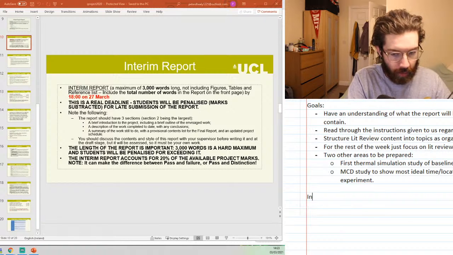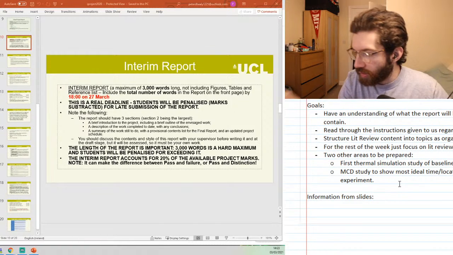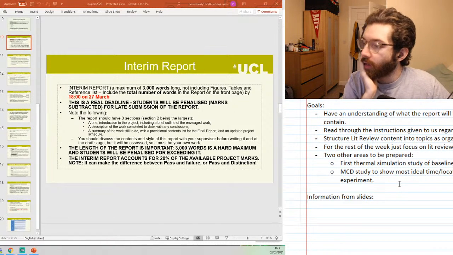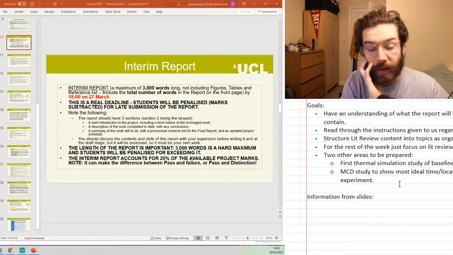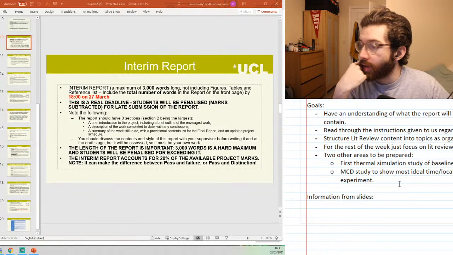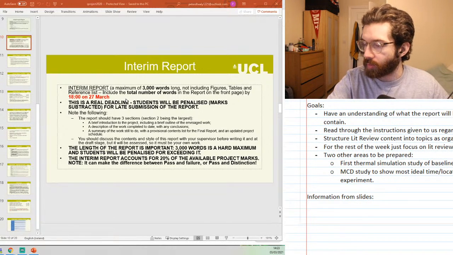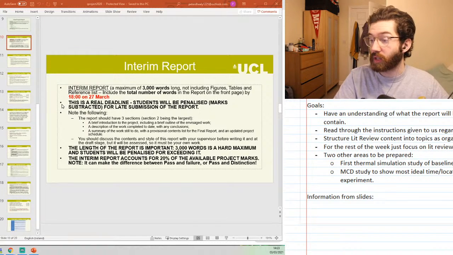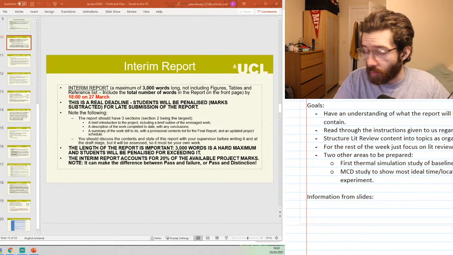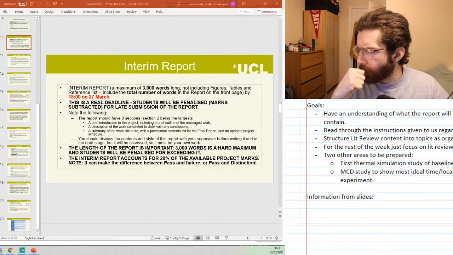Okay, so information from slides. These are slides given to us early on, basically telling us what the story is with the report and what we have to get done. Afterwards we'll flick through some example interim reports that were given to us as well by previous students who got distinctions. So a lot of information to get through here, so let's get going.